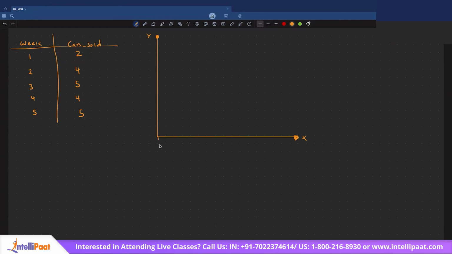Can I say this is 0, this is 1, this is 2, this is 3, this is 4, and this is 5? Can I say it like this? This is the 5-week data. So week is X. Okay. What is going to be my Y? The number of cars sold. So can I say this is 0, 1, 2, 3, 4, and 5.